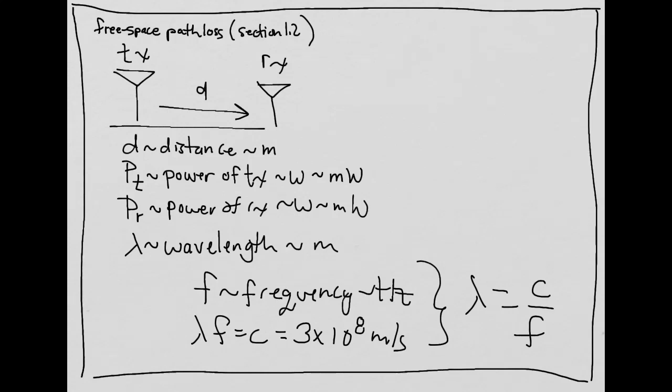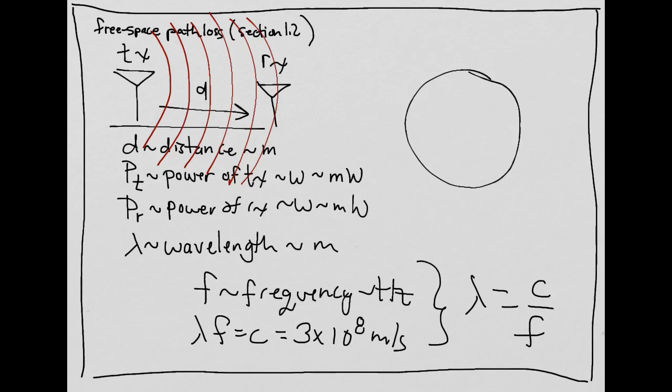Okay, so now let's think about how the signal propagates from the transmitter to the receiver. You have this wave front that starts at the transmitter and goes towards the receiver. One way to think of this wavefront is as if it were a bubble, a sphere, if you will. The sphere's radius is equal to the distance between the transmit antenna and the receive antenna.